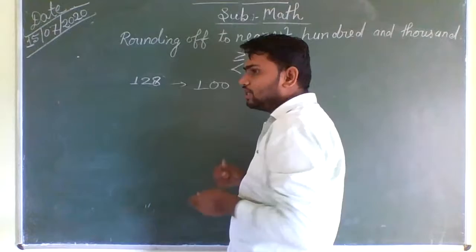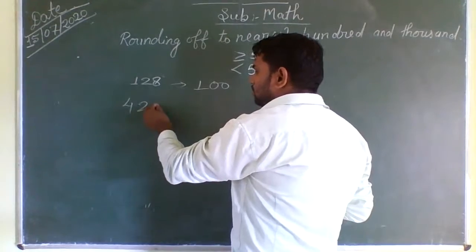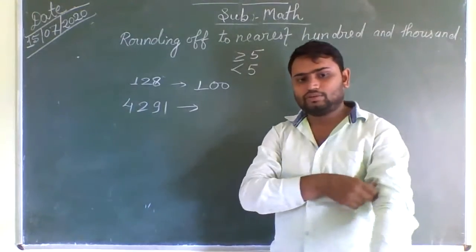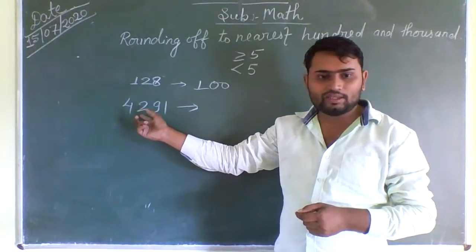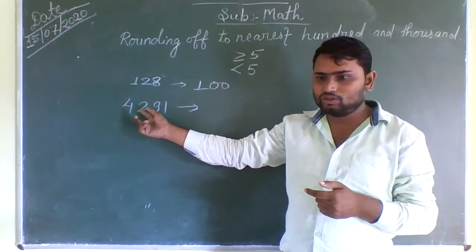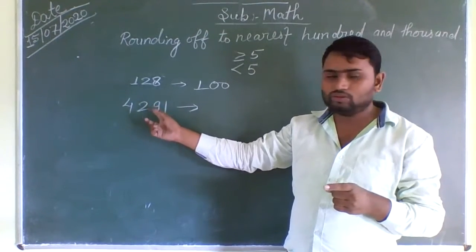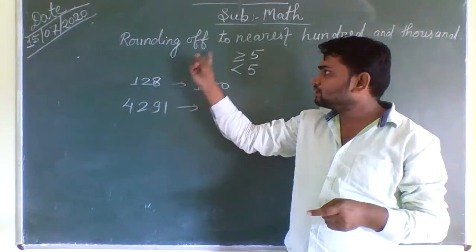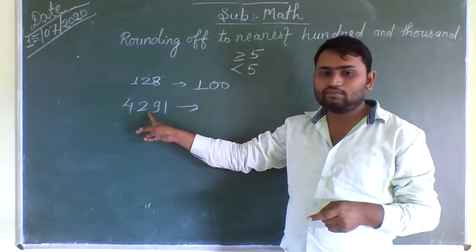For example, we can take another example, a number which is 4,291. We have to find its nearest hundred, so we go to the digit at hundreds place. At hundreds place, it is 2. Now see, just behind 2, there is 9. 9 is greater than 5. Yes, 9 is greater than 5.